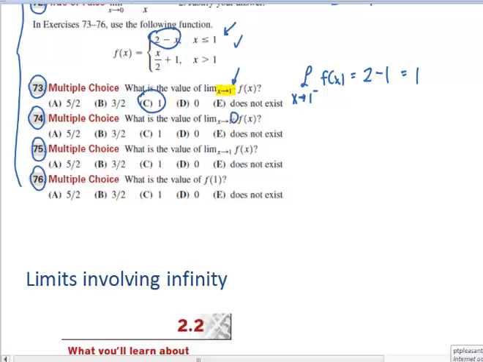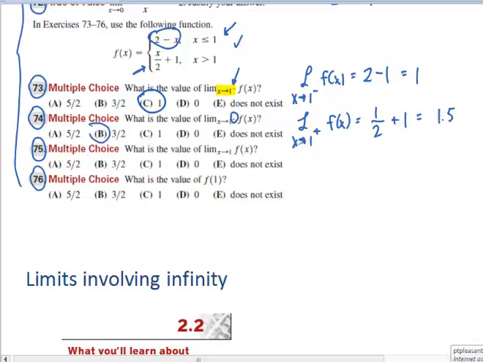For the same reason, for the next one, we're going to use the bottom function, because that would be values to the right of 1. The plus after the 1 means from the right of 1. So that limit, as x approaches 1 from the right, would be plugging in 1 over 2. I'm just plugging right into the limit as theorem 2 says in our book, and that would equal 1.5.